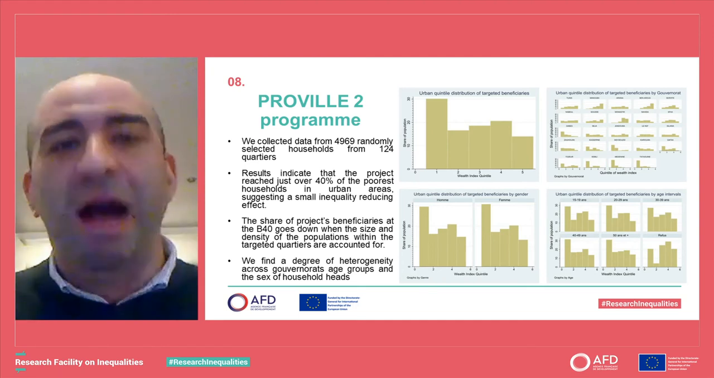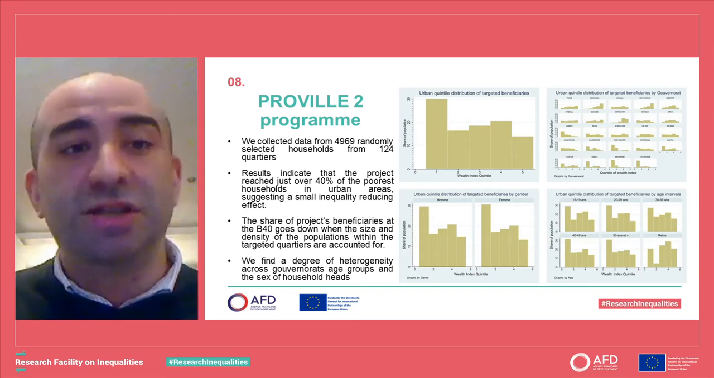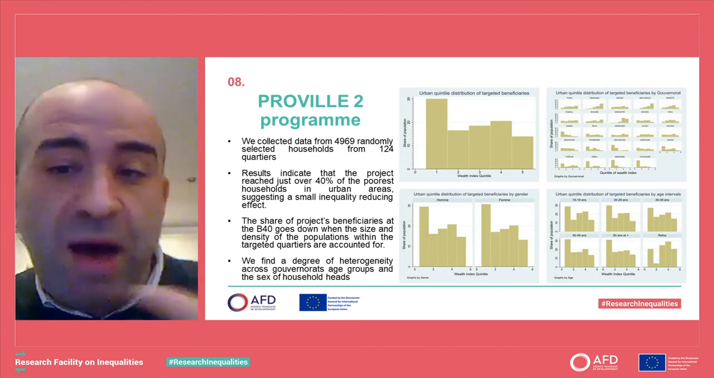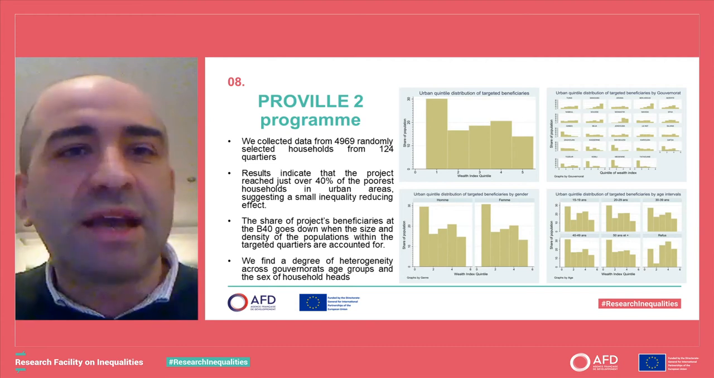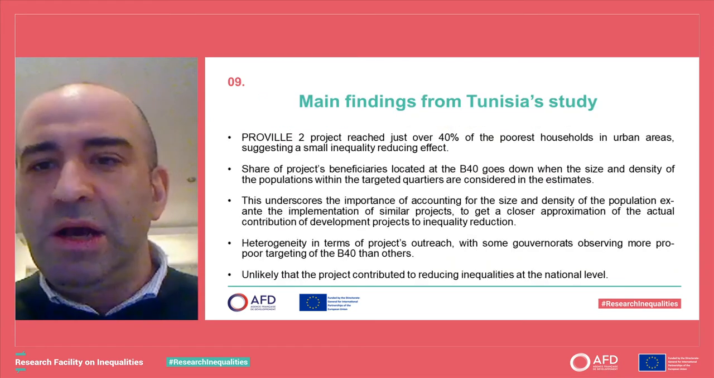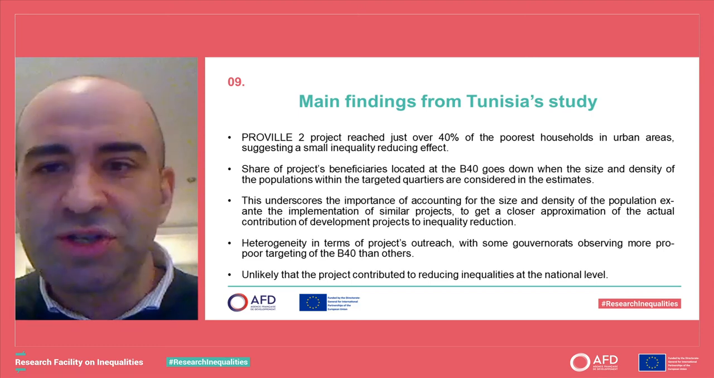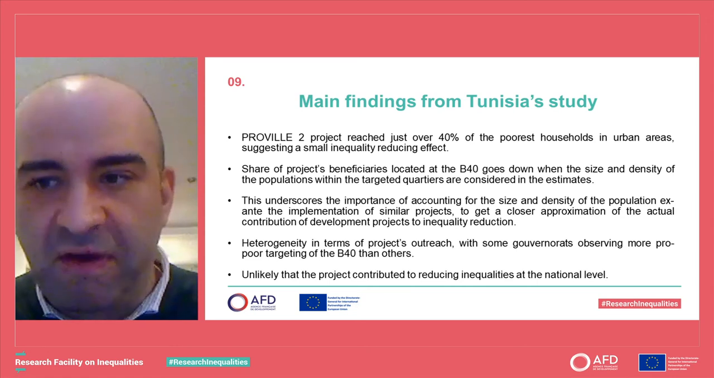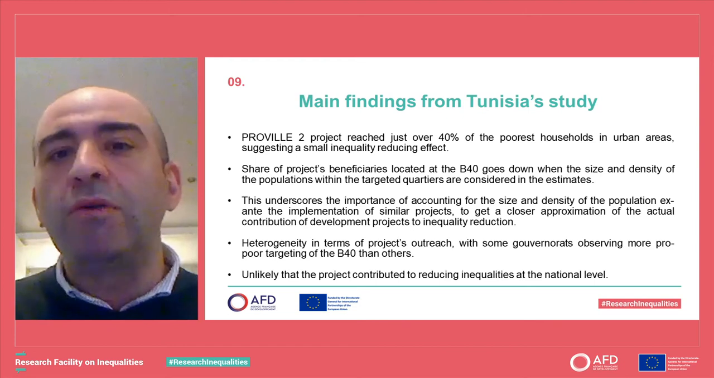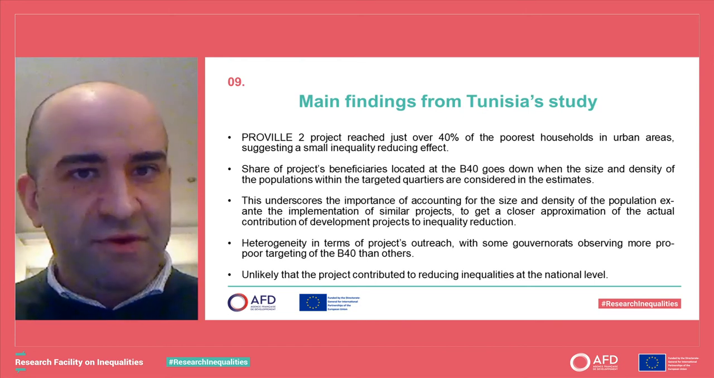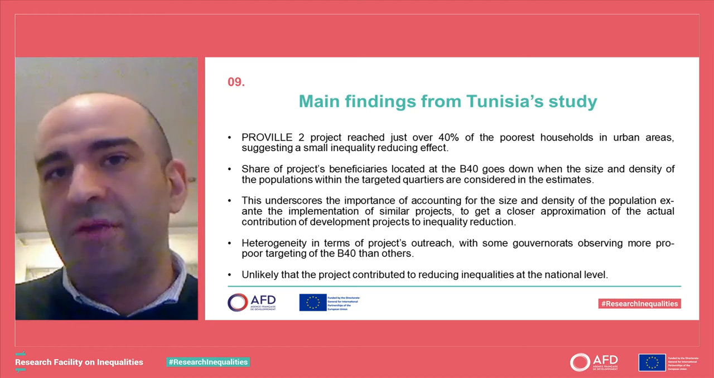So it doesn't change much across regions, and also across age groups and gender. So the conclusion that we have in both the analysis of the scoreboard and the statistical analysis that we conduct is that the project reached just over 40% of the poorest households in urban areas, suggesting that it has a small inequality-reducing effect. As I said, this is reduced even more by taking into account density of the population, for instance, but it's still quite the same if we take into account other variables.